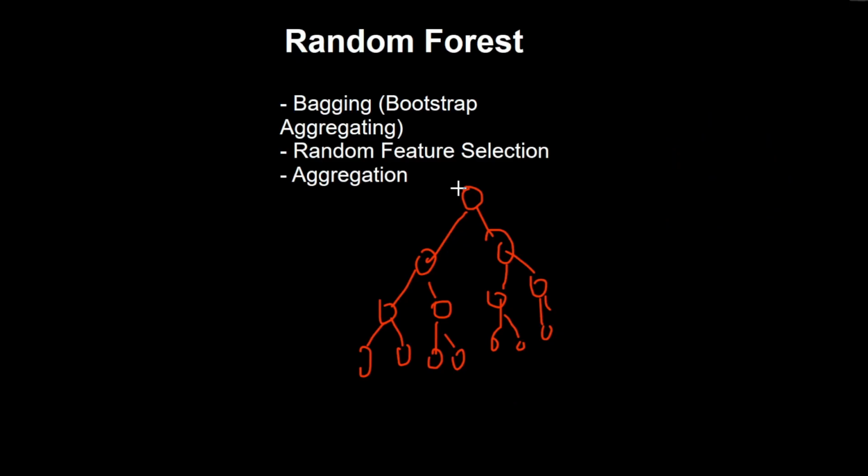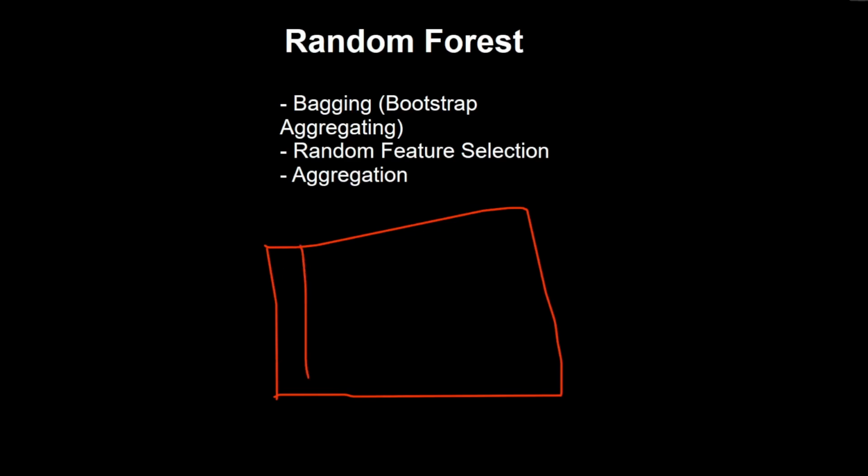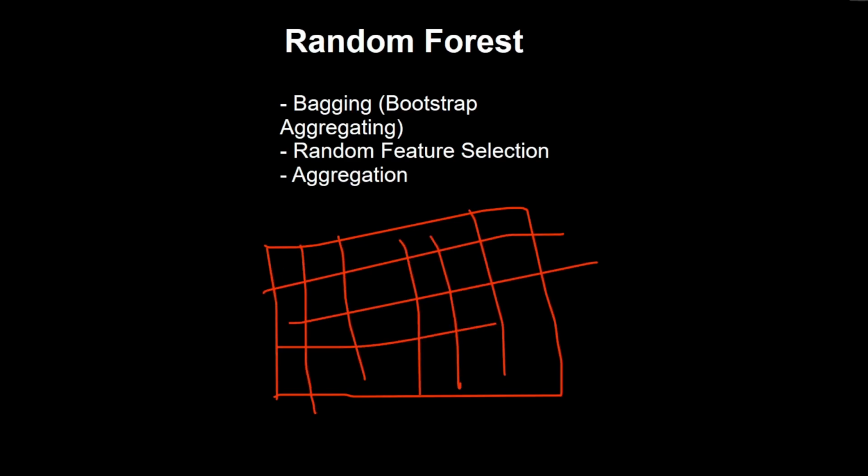Here, basically we have three steps: bagging or bootstrap aggregating, random feature selection, and aggregation. So what is bagging? Let's say we have the data here, the tabular data. We have the rows and columns of data, columns C1, C2, C3, and so on, and rows, row 1, row 2, row 3, and so on.